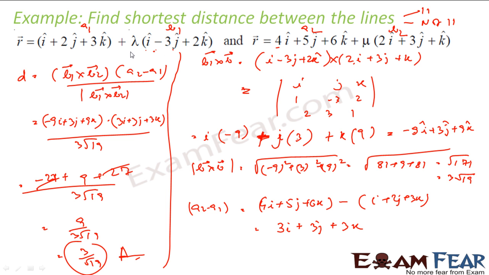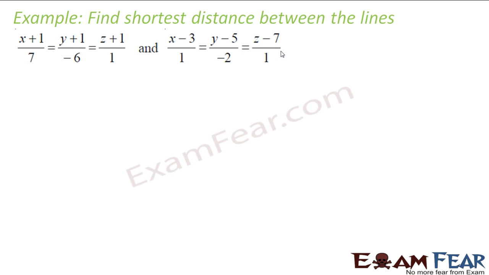Not that difficult. I had these two equations. I wrote them in A1 plus lambda B1 and A2 plus mu B2 form. Use this formula, just solve it, got the answer. The first thing I checked was whether the lines are parallel or not. Let's take one more example.